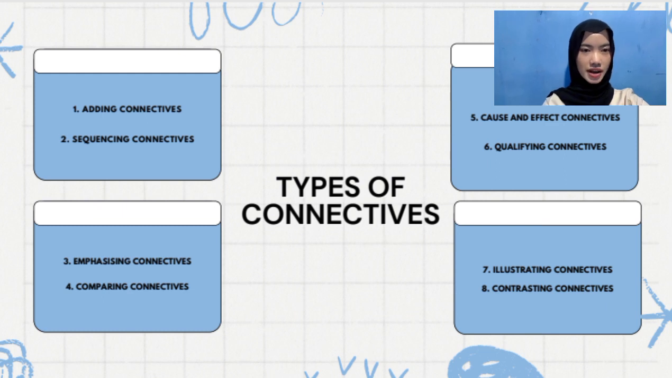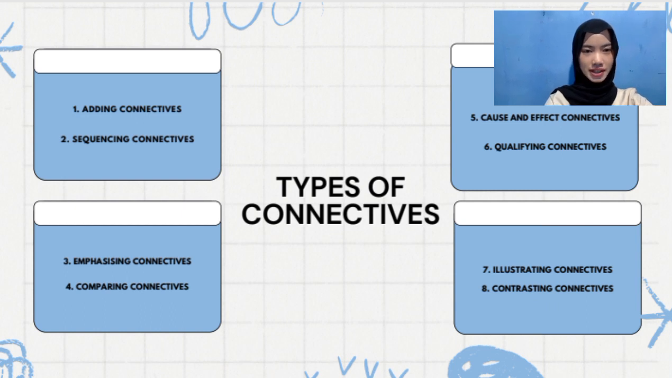6. Qualifying connectives. They are used when the first idea in your sentence relies on the second part happening, like however, although, except, if, as long as. 7. Illustrating connectives. They are used when you want to give an example to back up the first part of your sentence, like for example, such as, in the case of.